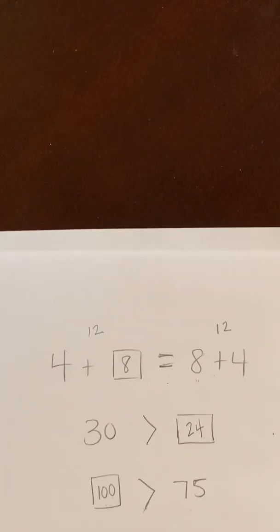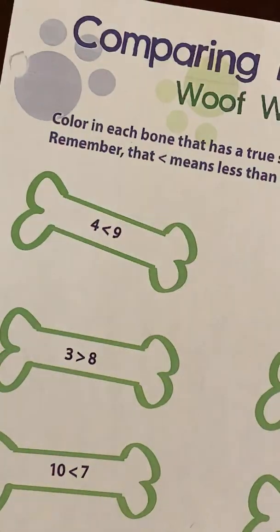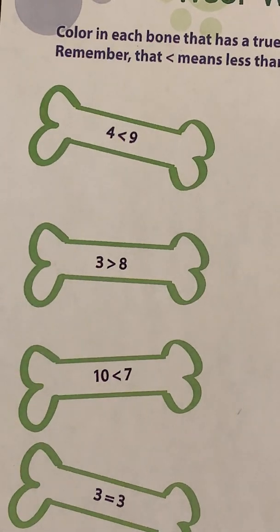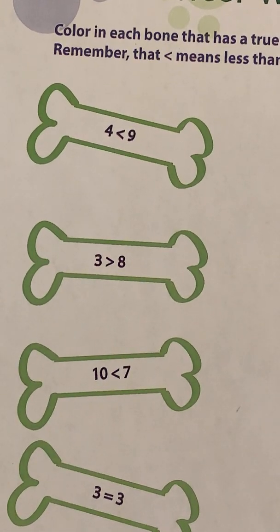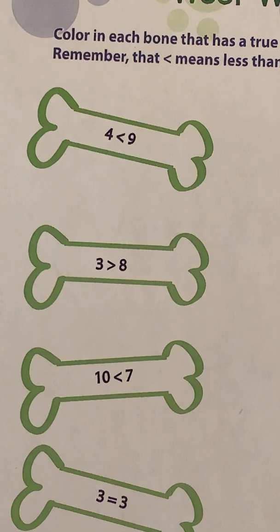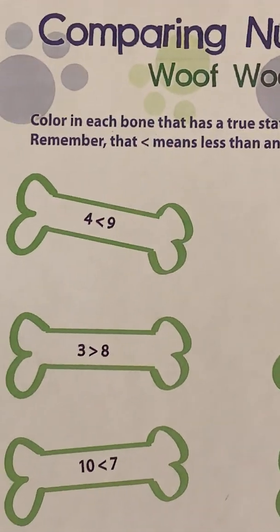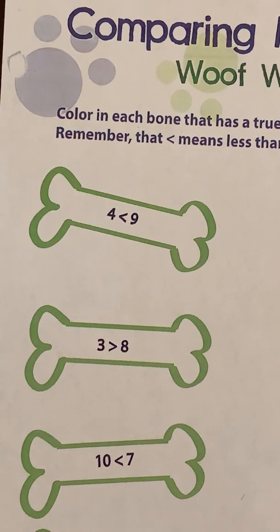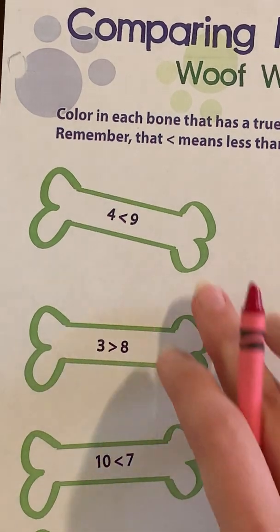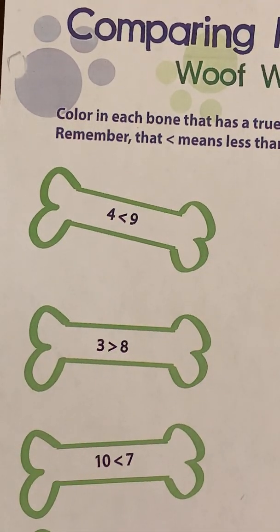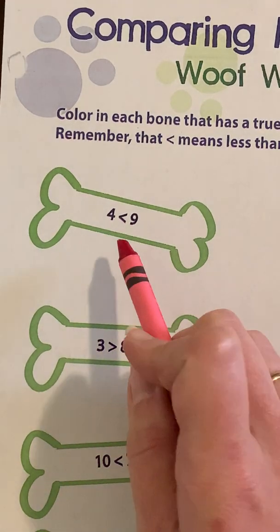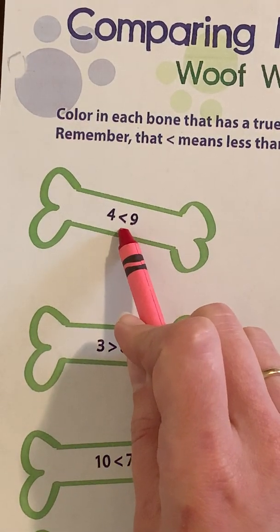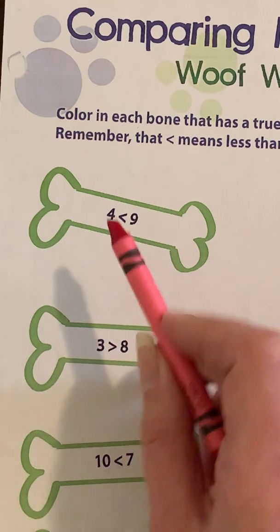Once you finish this page, please find the dog bone page. You'll need a crayon. Pause the video if you need extra time. We're going to color the dog bones that are true, meaning that Pac-Man, our symbol, is facing the bigger number.